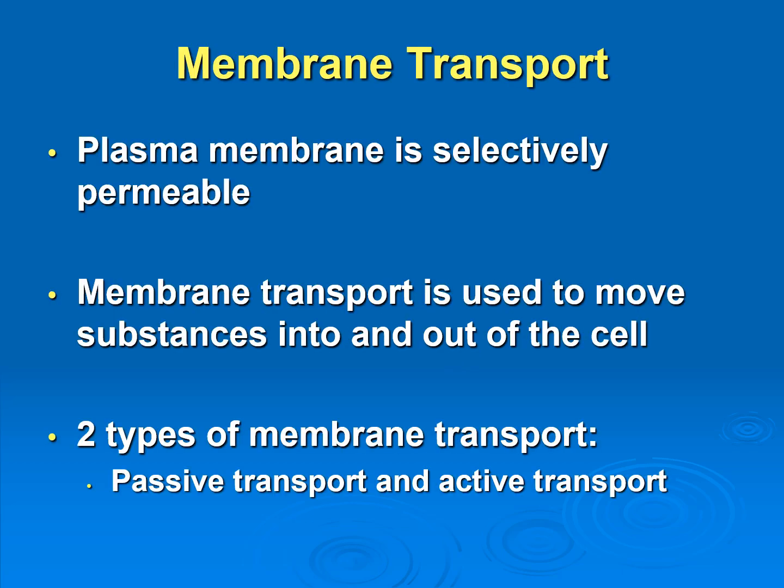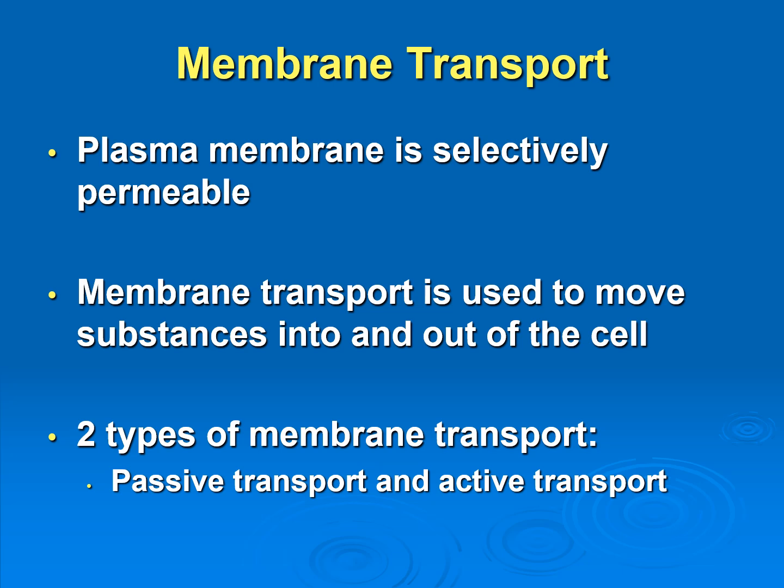So the last thing we need to take a look at is membrane transport. This is just how we're going to get things in and out of the cell. The plasma membrane is selectively permeable, which just means that some things can pass through the membrane and other things cannot. And they're going to need the help of a transport protein in the membrane.